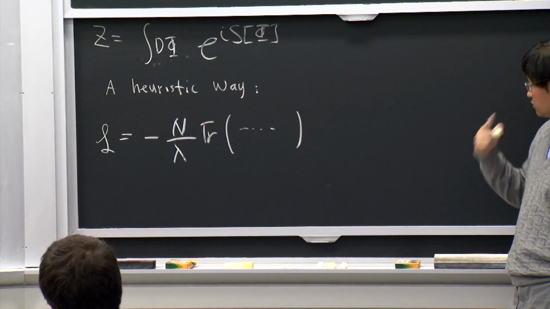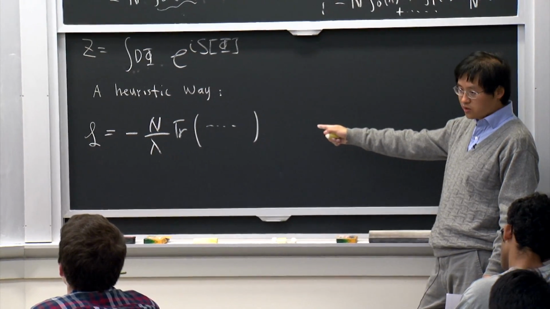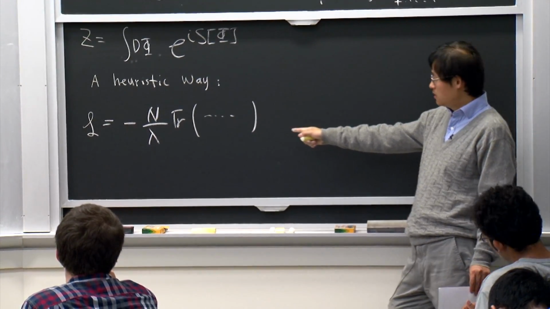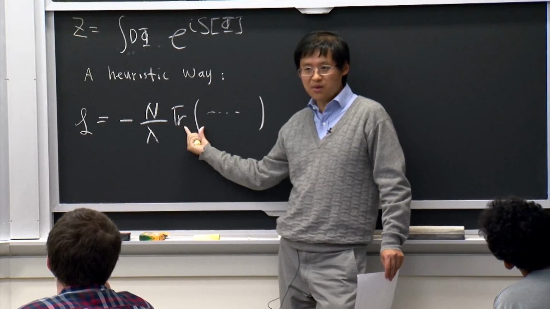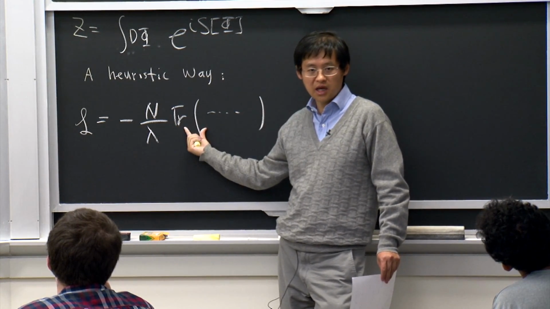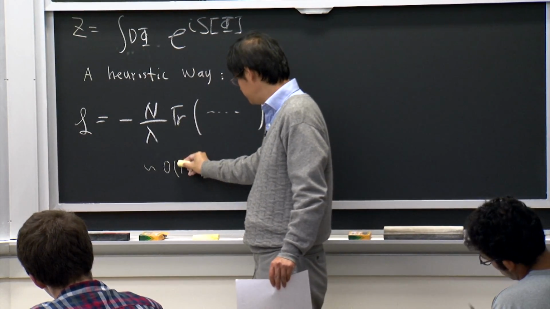So now it's easy to see that to leading order, this thing should give you order n squared, because there's already a factor of n here, and the trace is the sum of n things. Okay? So generically, this should be of order n squared.